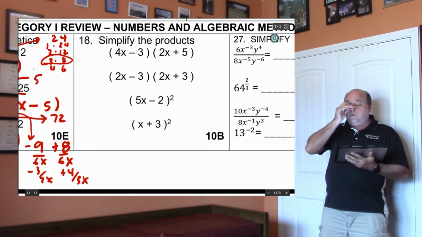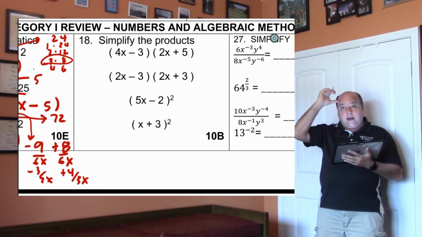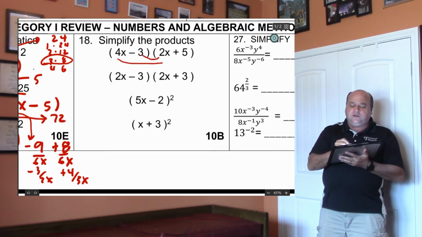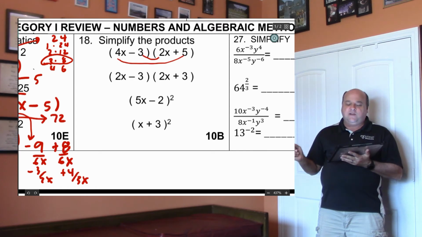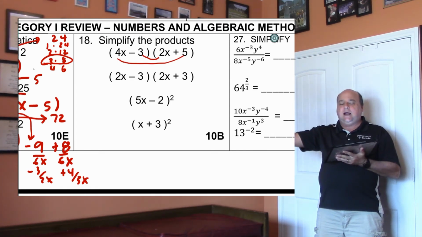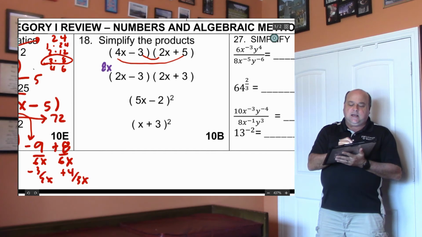Number 18, we're going to multiply. You've got to be able to do the full method. Hopefully you're able to do most of this in your brain. What you need to do first is draw these arches. I'm going to kind of make them flat because we don't have a lot of room. And then we need the first, outside, inside, last. So I'm going to do 4x times 2x. 4x times 2x is 8x squared.